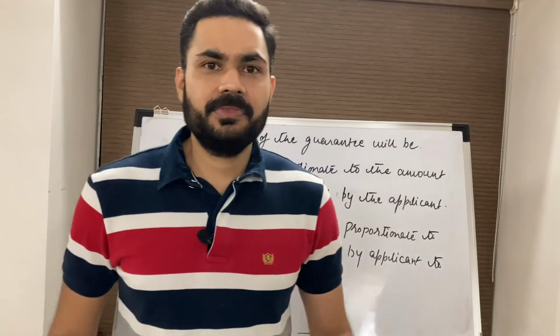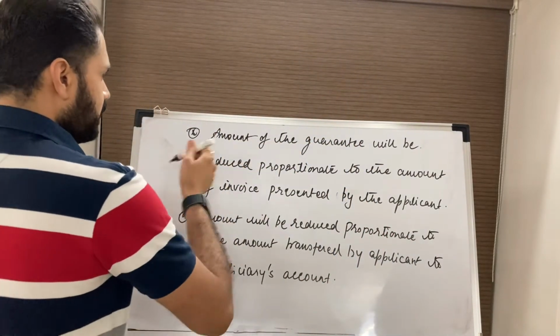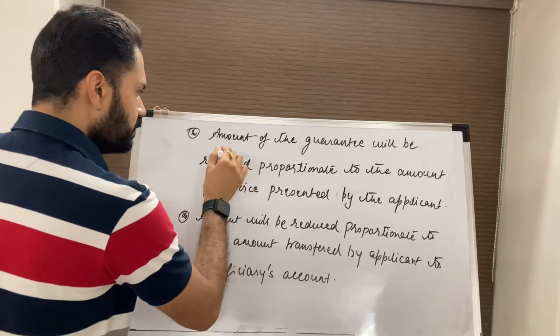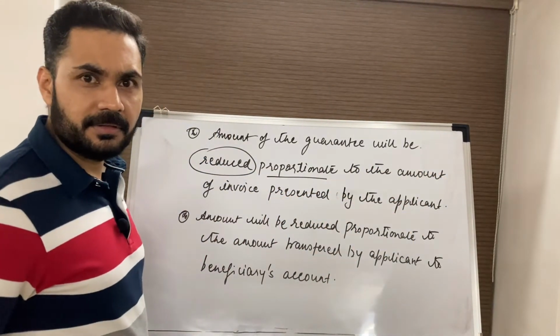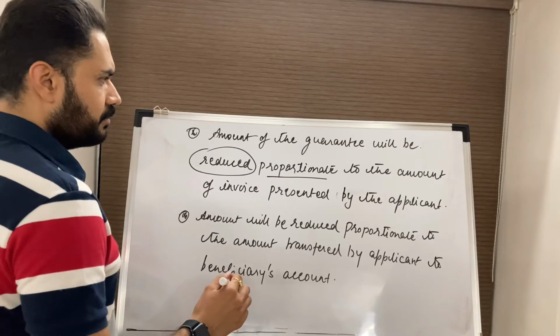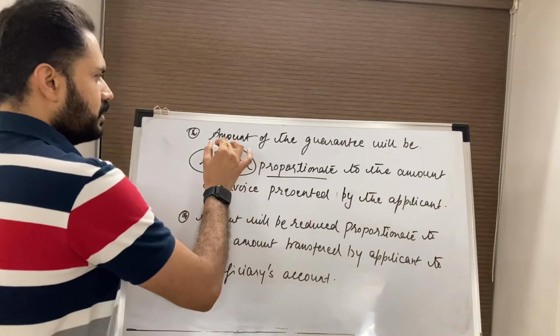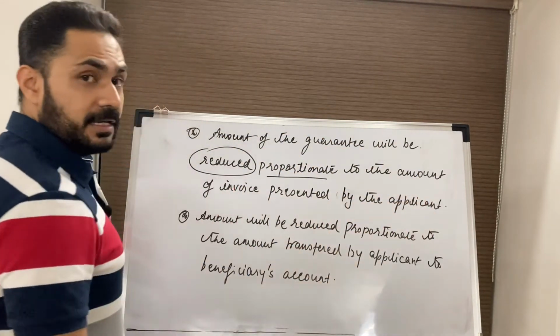Okay, next is variation of the guarantee amount. Under what circumstances will the amount of the guarantee vary without requesting consent from the beneficiary? We'll look at it through examples. Suppose a guarantee has a clause that the amount of the guarantee will be reduced proportionate to the amount of invoices presented by the applicant.